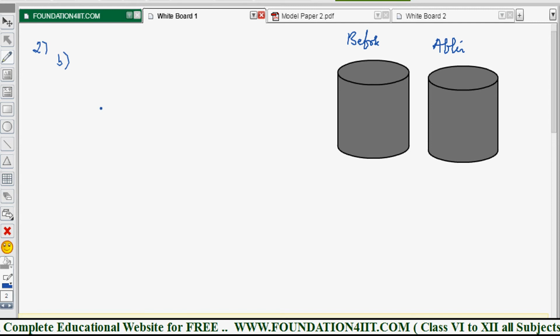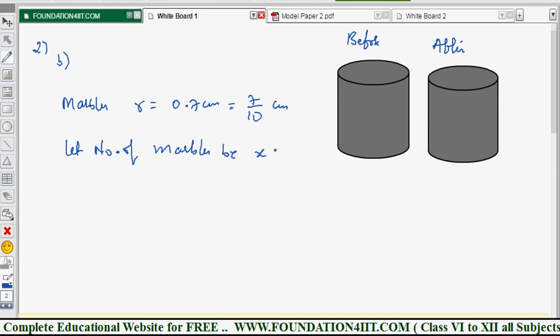So here the marble's radius is given. The marble's radius is 0.7 centimeters. That is, you can take it as 7 by 10 centimeters. And we don't know the number of marbles, so let the number of marbles be x.